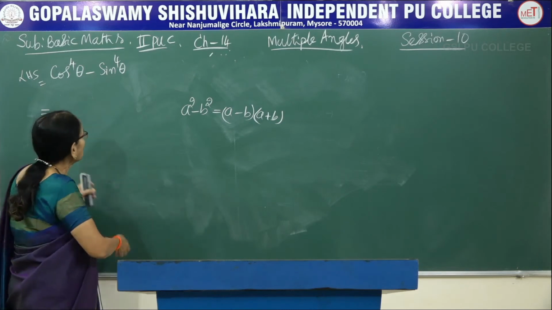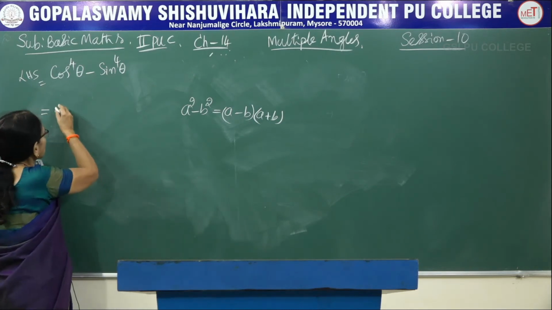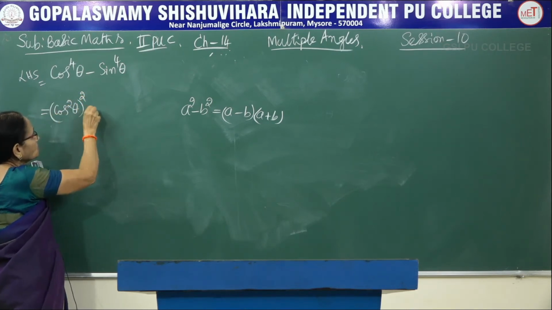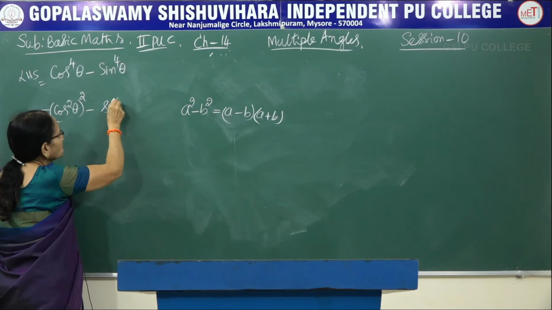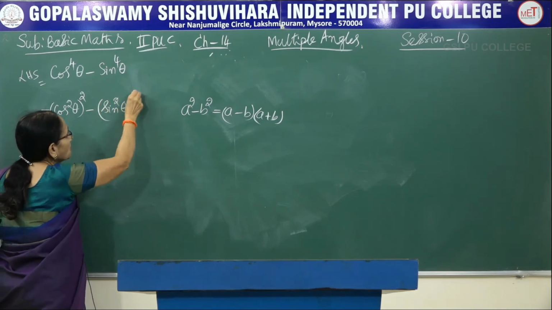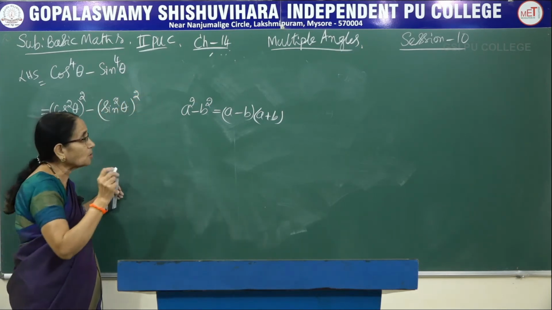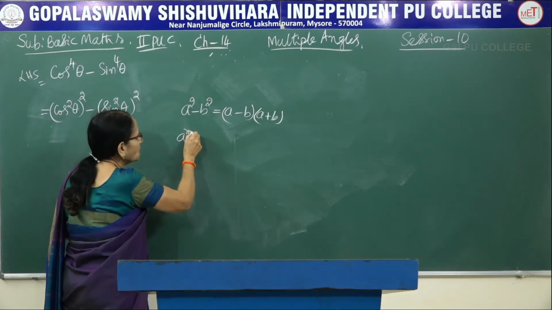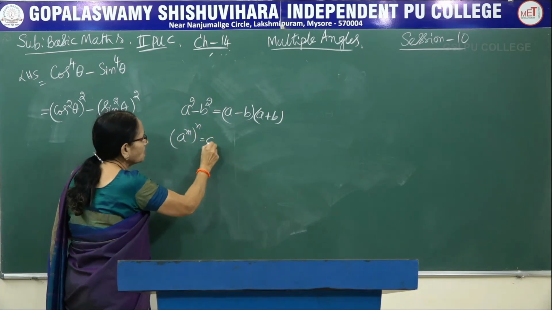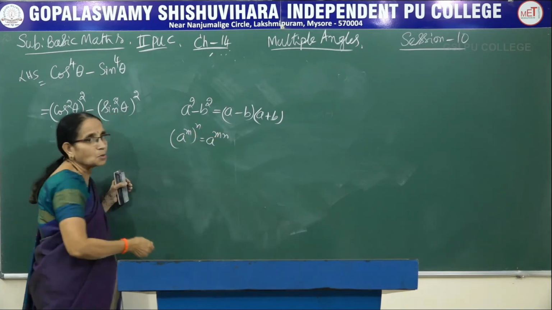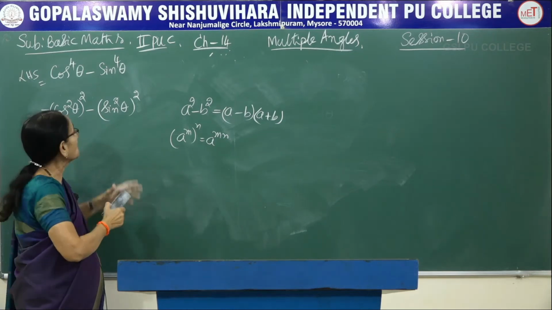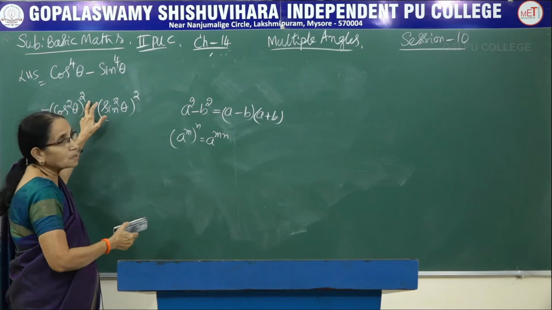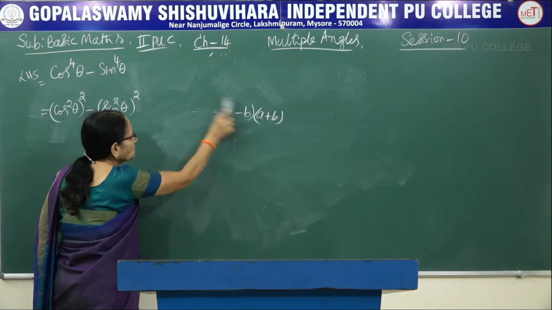So here we make use of the law of the indices. That is, I can write it as cos square theta the whole square and this as sin square theta the whole square. I hope you remember in the chapter indices, we have studied about this one. a to the power m whole to the power n is a to the power m into n. I am using the result backwards. This 4 can be written as 2 into 2. So that is what I am using here.